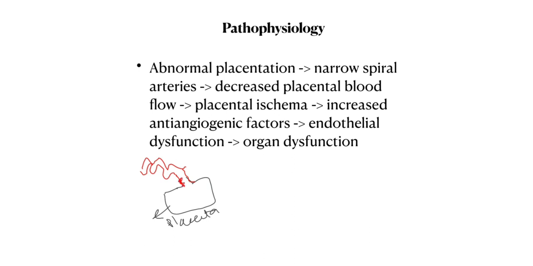And normally it is really wide. This artery is really wide, and so the blood flow to the placenta is really good. But what happens in preeclampsia is that this spiral artery is really narrow. So because it is really narrow, there is decreased flow towards the placenta.